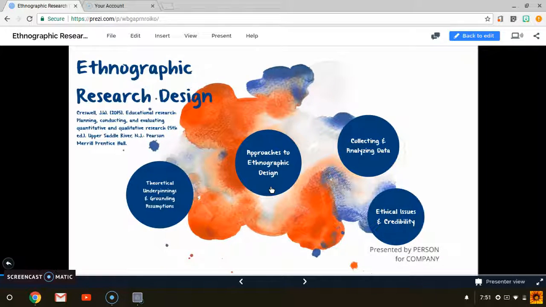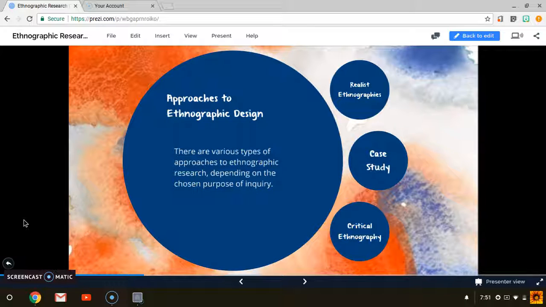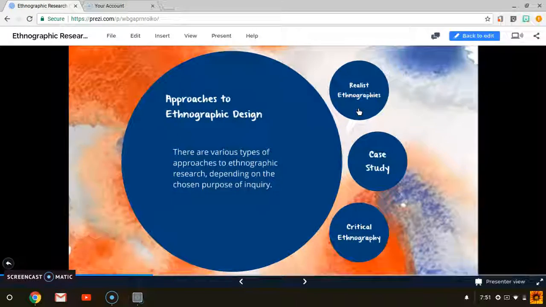Approaches to ethnographic design. There are different approaches to ethnographic research, each depending on the chosen purpose of inquiry. The three main are realist ethnographies, case study, and critical ethnography.